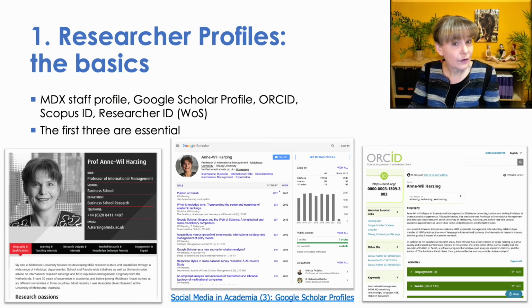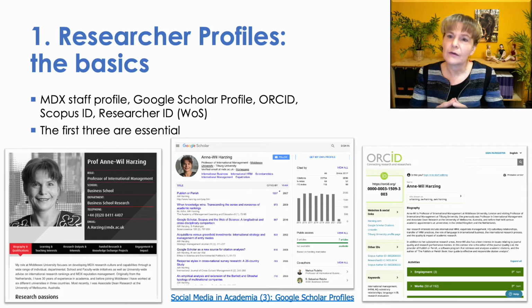Now, the first category of social media in academia are what we call research profiles. These are profiles that provide a list of your publications, sometimes with a short bio, and they're not strictly speaking social media, and they don't allow for actual engagement with others, but they do help you to build your online identity. So of those listed, I would suggest the first three are essential.